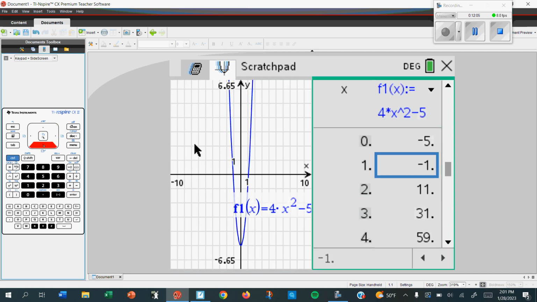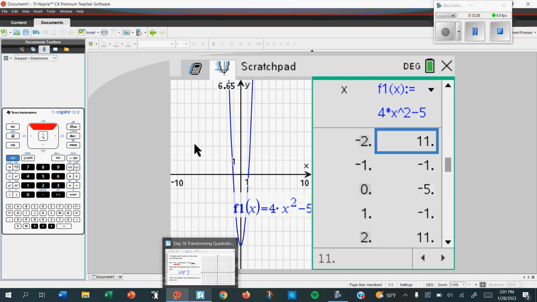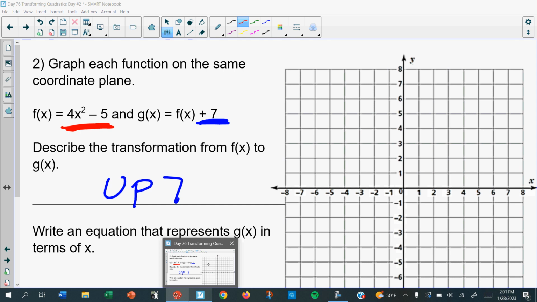Okay, so 0, -5, 1, -1. 2, 11 is definitely not going to fit. Let's see what we can get the other way. So like we said again, you're not going to get that many that fit because the thing about quadratics is they go up so fast that there's not many points you can usually graph. Usually it's 3 to 5 points you can fit. So 0, -5, 1, -1. So here we go. 0, -5.